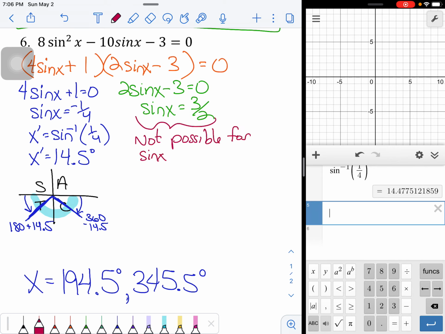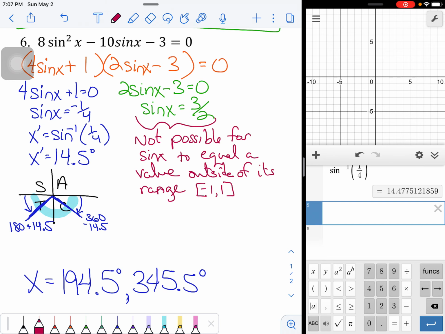for sine of x to equal a value outside of its range. And the range, what the heck was that word? Hold on a second. Range. The range for sine is from -1 to 1, right? That's its range. And I know that 3/2 is outside of that range.